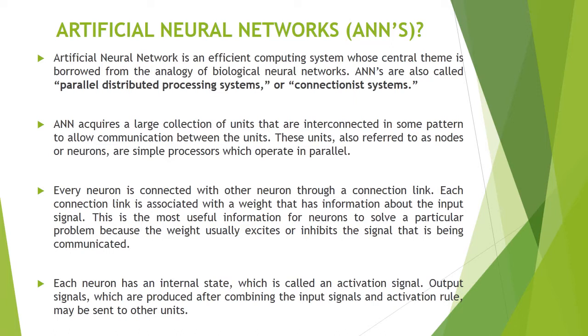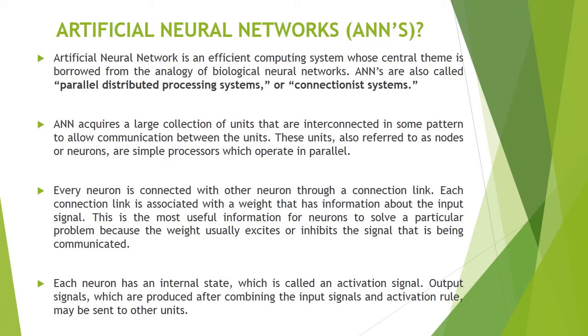Our brain, that is the human brain, constitutes of nerve cells. That is thousands of nerve cells, many nerve cells. So the artificial neural network is created in a very simple fashion which is very closely related to the biological network. So in a one-line definition, an artificial neural network is an efficient computing system whose central theme is borrowed from the biological neural network. Now, ANNs are also known as parallel distributed systems or connectionist systems.